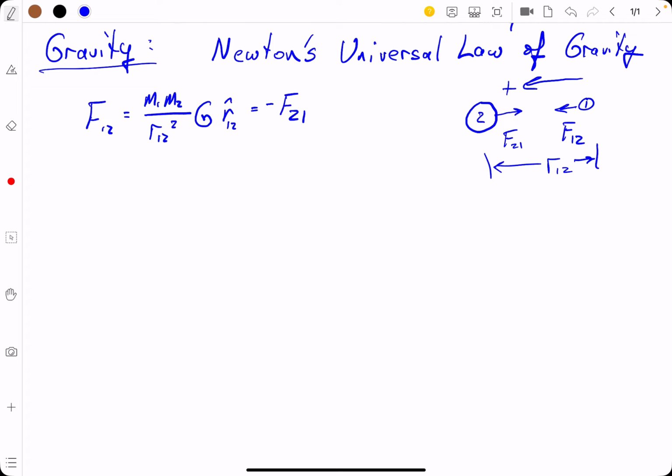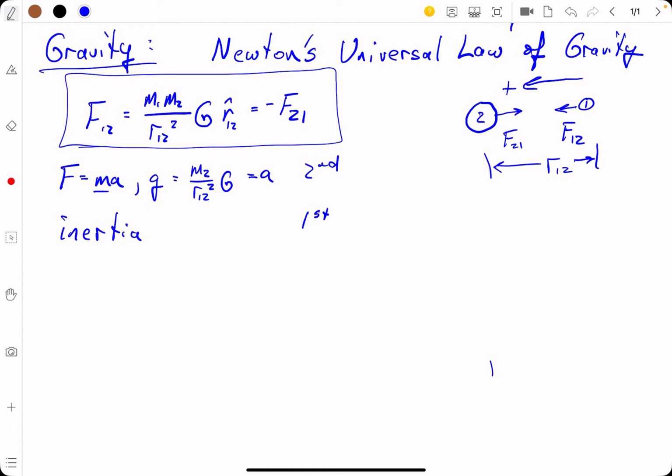Okay, so here's the situation. We've got F equals ma. So there's Newton's second law. Because our a is g, which happens to equal m2 over R12 squared times G. So F equals ma. We have inertia. We have Newton's first law because inertia, the larger these objects are, the less they're going to want to move. So inertia is part of the situation. We've seen the second law, we've seen the first law, and here, when we're writing it in this regard, we're noticing equal and opposite. So we're seeing Newton's third law.